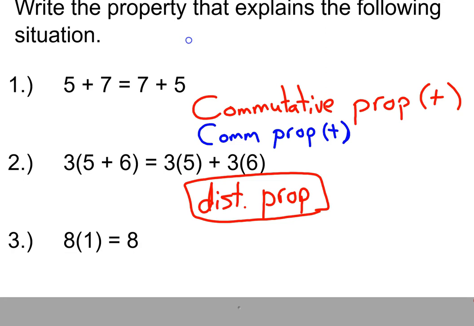And last example for this page, some number times 1 gives you that number back. So what happened to that 8? Well, nothing happened to it. It retained itself. Well, that is the identity property. So you can write identity. How did it retain its identity? Through multiplication.